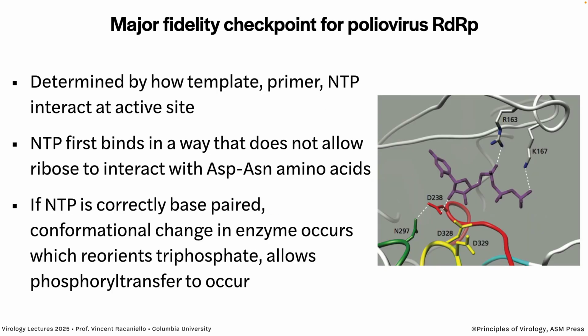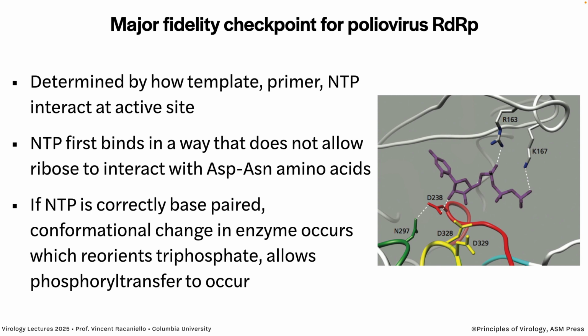Now for poliovirus, people have studied what controls the fidelity of its synthesis. Here we have a structure of the active site. There are your yellow residues, the 2 asps. And here is a uridine triphosphate, I believe, that's in the active site. So it's about to be added to the growing chain. And how this interacts with the enzyme determines the error rate, basically. So the NTP first binds in a way that doesn't allow the ribose to interact with the acid amino acids.